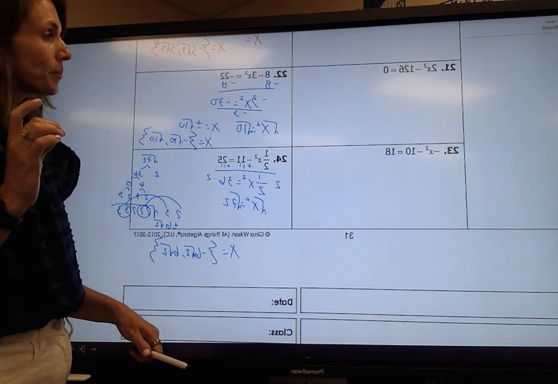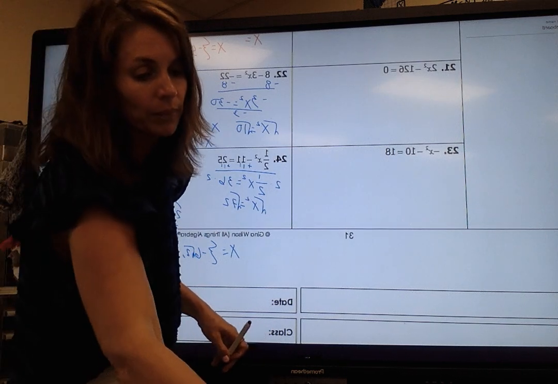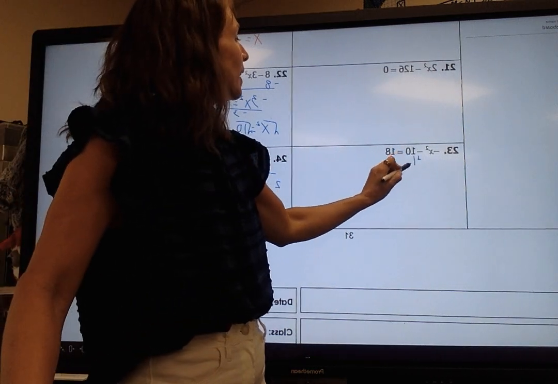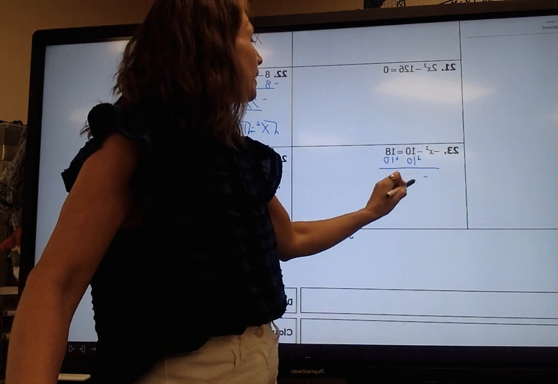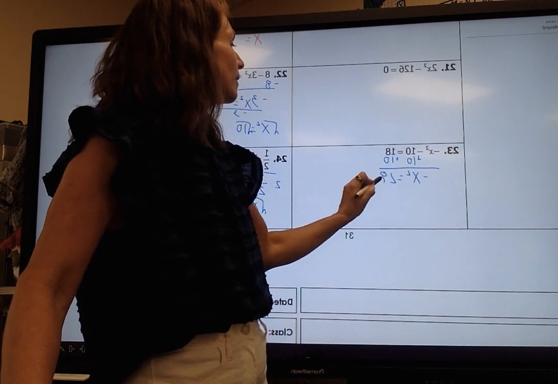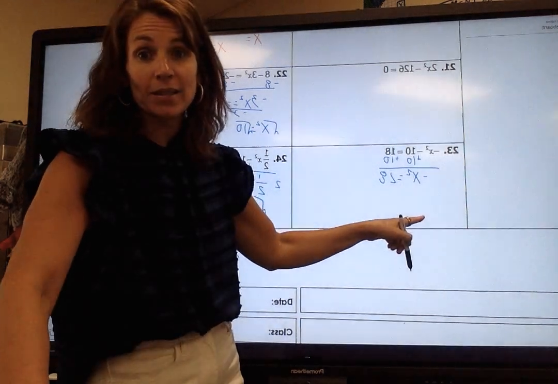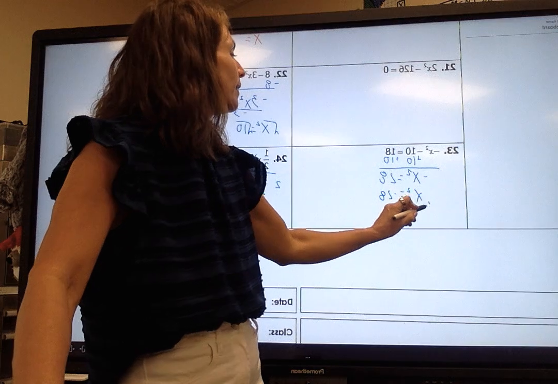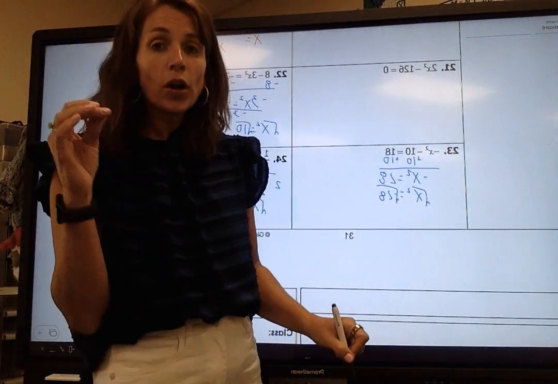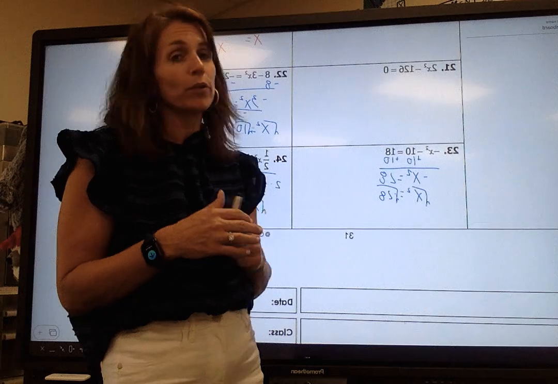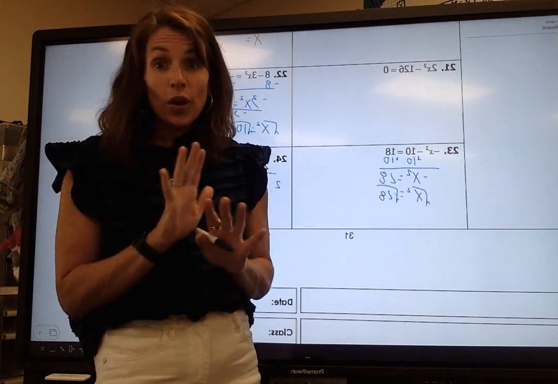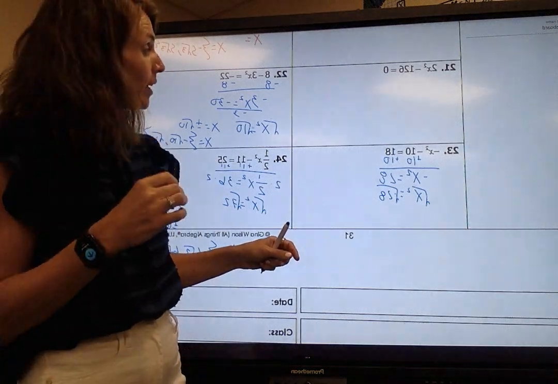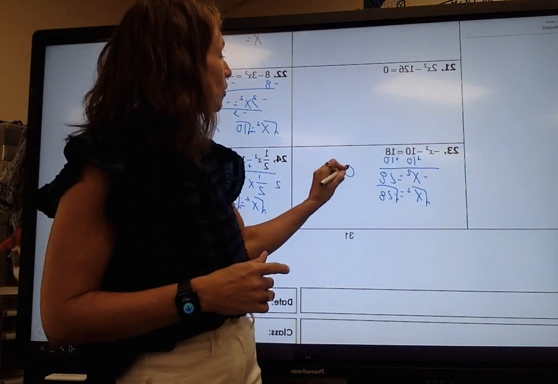Real quick, let's do 23. I want you to see number 23. So I'm going to add 10 on both sides. And I get negative x squared equals 28. And then I'm going to divide because x squared needs to be positive. So I'm going to flip it and I'm going to flip it. Now look at this. Are you allowed to take the square root of a negative number? No, that is irrational. We are only dealing with rational numbers in algebra. So this one is no solution.